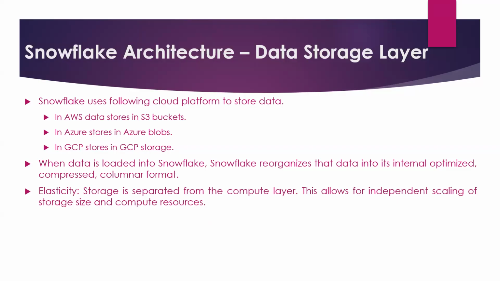Elasticity: storage is separated from the compute layer. This allows independent scaling of storage size and compute resources. In the three-layer architecture, we saw the data storage layer and the compute layer. Both are independent, so we can scale only storage if we want, or only compute if we want. You can increase the storage capacity by adding more data, and increase the compute capacity to process our requirements by creating more nodes.